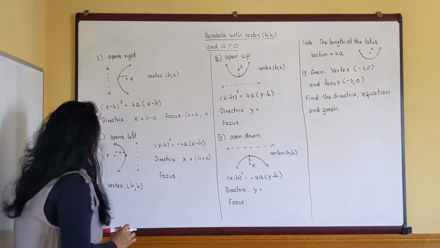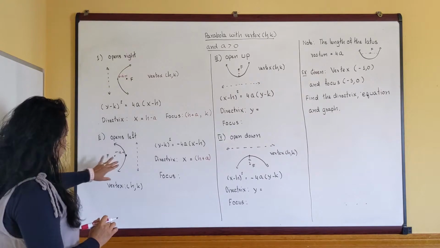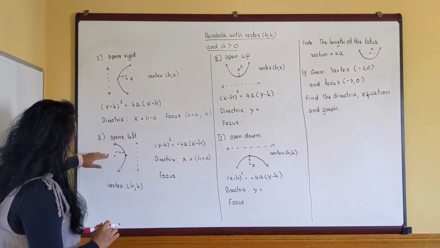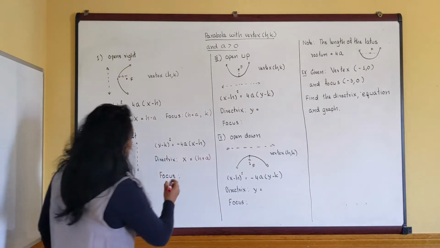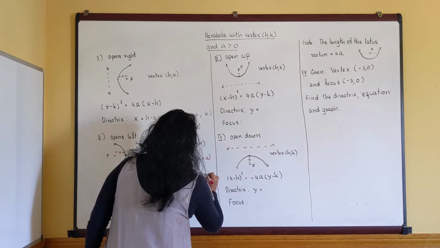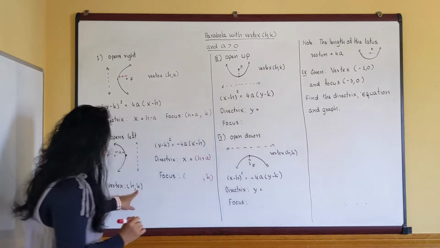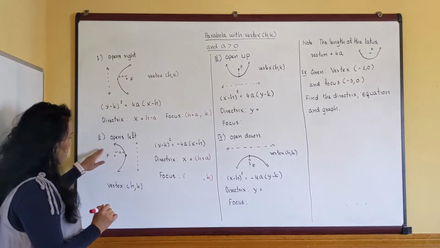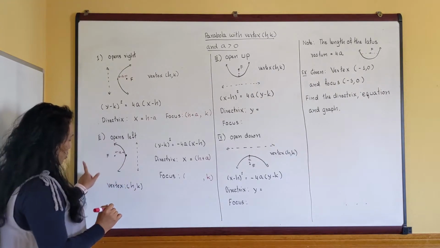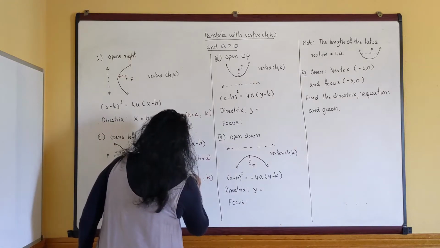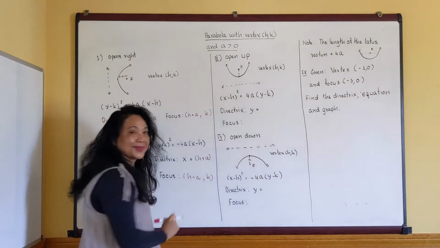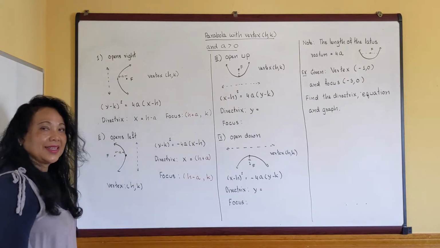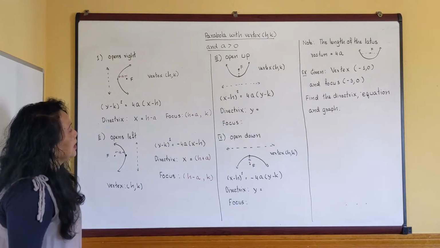Right? Now the focus is to the left of the vertex. The y coordinate will be the same, which is k. Now the x coordinate, because it's going to the left, this is h, go to the left, will be h minus a, right? Now let's look at the next one.